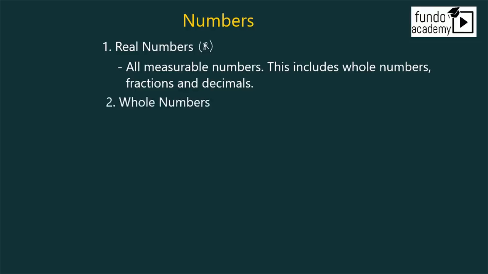Whole numbers. Now, whole numbers include numbers starting from 0. So we go 0, 1, 2, 3, 4, 5, 6, going on like that. These are what we call whole numbers.